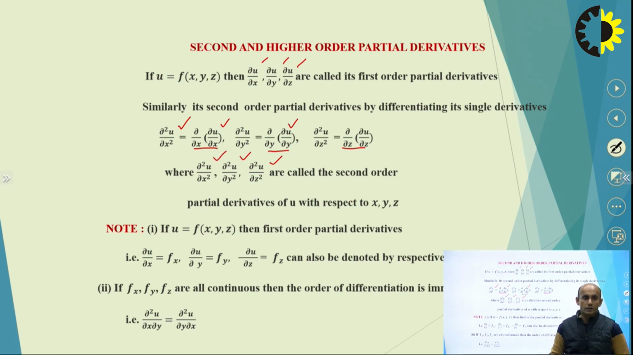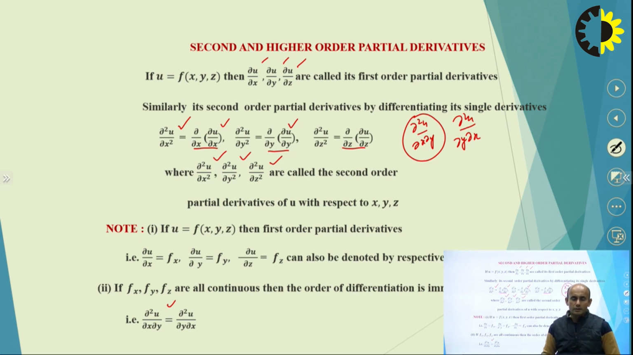And these are second order derivatives. Similarly, if we have to find some other derivatives, like del 2 u upon del x del y, it means we have to differentiate the function with respect to y and then x. So we can write del 2 u upon del x del y, and this is also represented as del 2 u upon del y del x. It means order is immaterial if these partial derivatives are continuous, or fx, fy and fz are continuous, then del 2 u upon del x del y equals del 2 u upon del y del x, or both are actually the same.